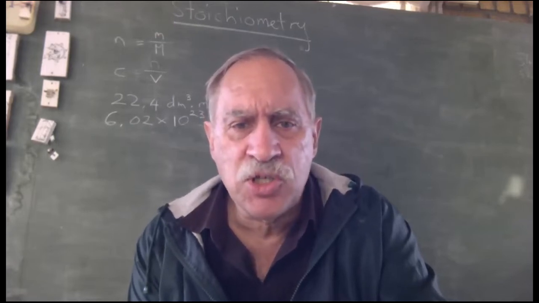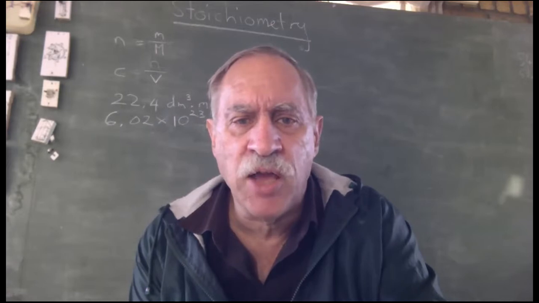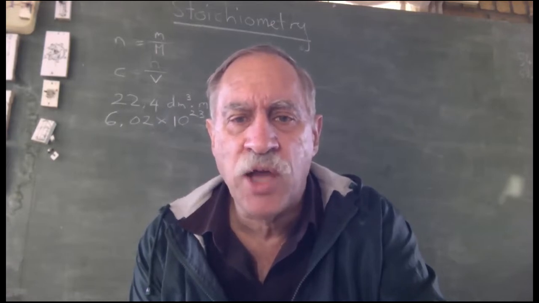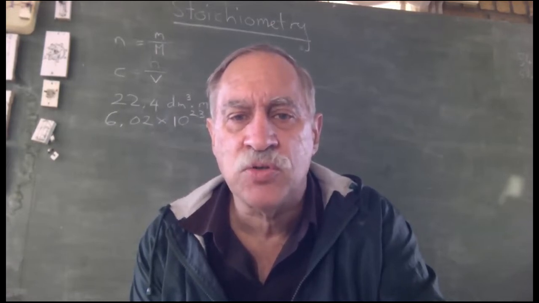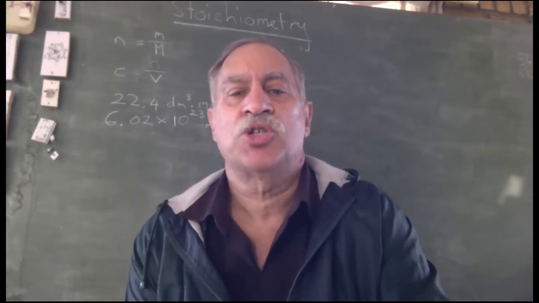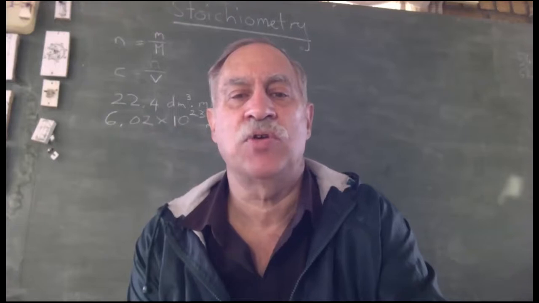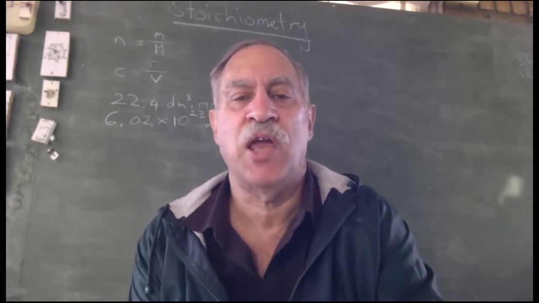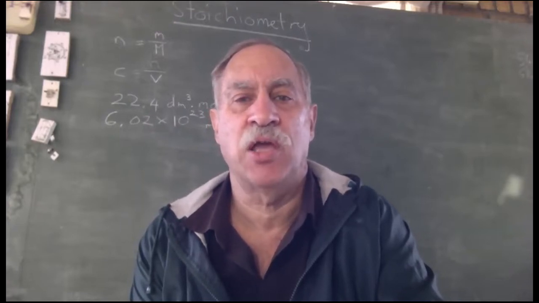So here it says there's 2 irons on the left. So if they'd left out that 2 in the coefficient, you'd have known to fill in a 2 on the right. So I take it that you guys, by grade 11, can balance equations. I just take it that you can.